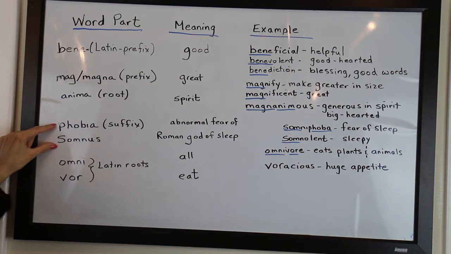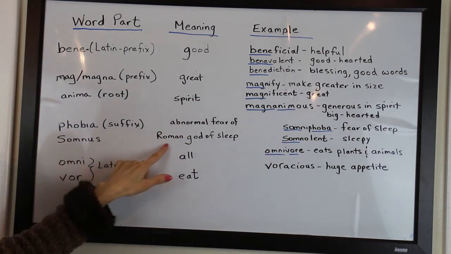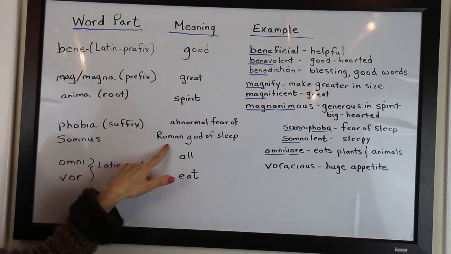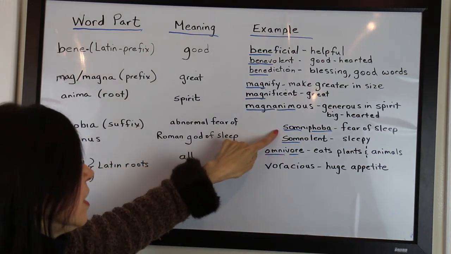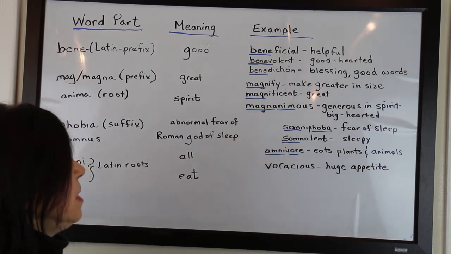Here's another two word parts that work together. Phobia is a suffix that means an abnormal fear of. Somnus is the Roman god of sleep. So somnophobia is a fear of sleep, and somnolent means sleepy.